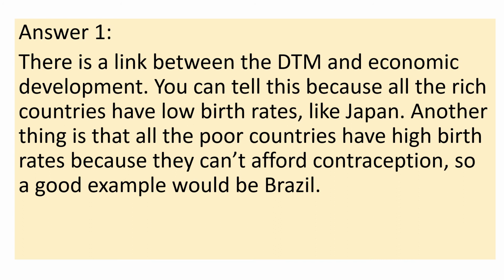Okay. The first sentence doesn't add anything to the answer. It's just saying that there is a link. Then they say, you can tell this because all the rich countries have low birth rates, like Japan. Well, that's true, but that isn't really explaining the link. It's just stating that wealthy countries have low birth rates. Another thing is that all the poor countries have high birth rates. That's true, because they can't afford contraception. In part, that's true. So a good example would be Brazil. That's not true. Brazil isn't a poor country. So there's a statement there that's incorrect.